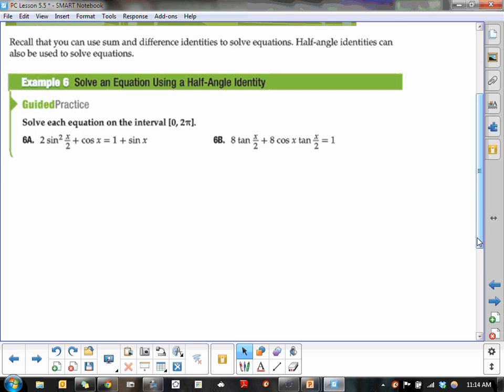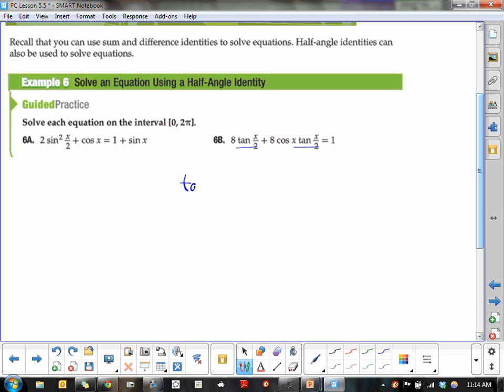Okay, 8 tangent of x halves plus 8 cosine times tangent of x halves equals 1. You're half right there. So you see your tangent half angle identity sitting in there? You have 2 of them? Yeah, we got a couple of them in there. Let's use the same one for both. Yeah, let's do the sine over 1 plus cosine. Do you see how it's in each factor, though? So what are you saying? Oh, you can factor it out. That's what I'm getting at.